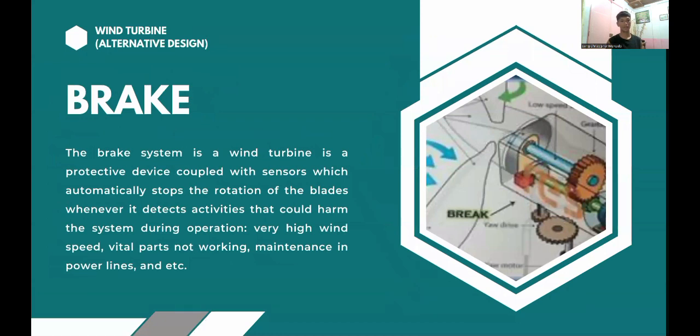So next is brake. The brake system in a wind turbine is a protective device coupled with a sensor which automatically stops the rotation of the blades whenever it detects activities that could harm the system during operation: very high wind speed, vital parts not working, maintenance in power lines, and etc. So yung brake daw ay may sensor na kapag may masamang mangyayari sa mga parts, automatically na mag-i-stop yung rotation ng blade.